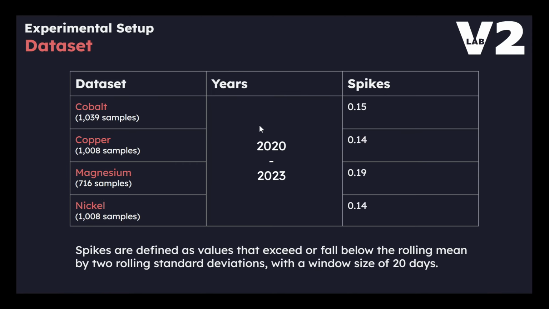So the commodities that we chose to perform these experiments on were metals. We used cobalt, copper, magnesium, and nickel, sourced from the years 2020 to 2023 from the website investing.com. After we got the time series, we defined spikes as values that exceed or fall below the rolling mean by 2 rolling standard deviations with a window size of 20 days. It's worth noting that this is not the only spike definition that could have worked, it's just the one that we decided to go with for this experiment.